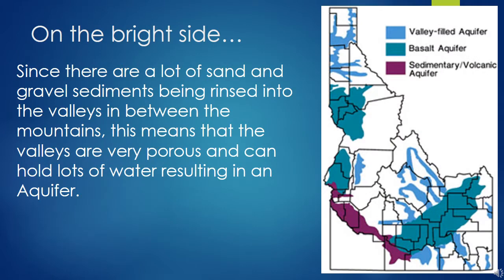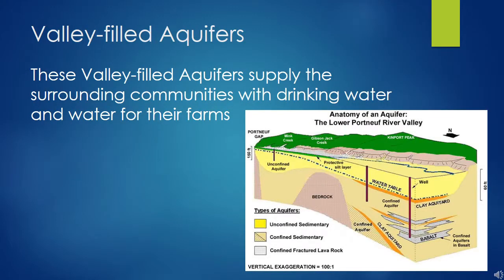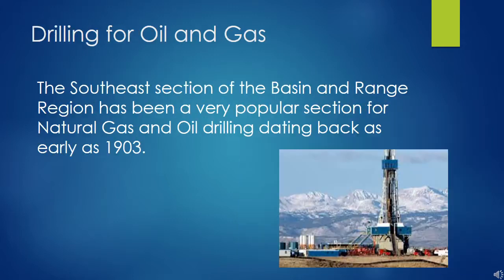On the brighter side, since there's a lot of sand and gravel sediments being rinsed into the valleys in between the mountains, this means that the valleys are very porous and can hold lots of water, resulting in an aquifer. These valley-filled aquifers then supply the surrounding communities with their drinking water and water for their farming.